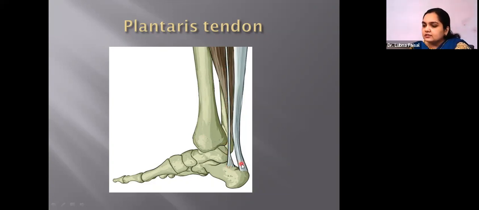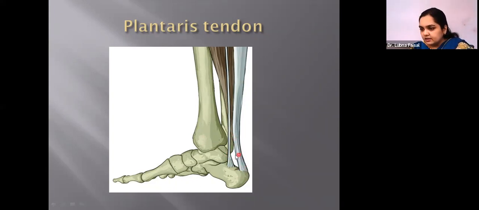We can say just medial to the calcaneal tendon, there is the insertion for the plantaris. This is the medial part and this is the lateral part of the calcaneum. Or we can say the plantaris tendon is anterior to the calcaneal tendon. So this is a separate tendon for the plantaris, and this is the Achilles tendon for two important muscles, that is the gastrocnemius and the soleus muscle.